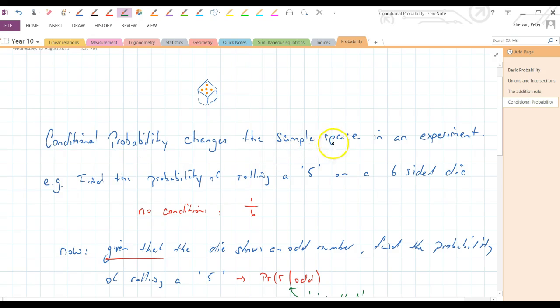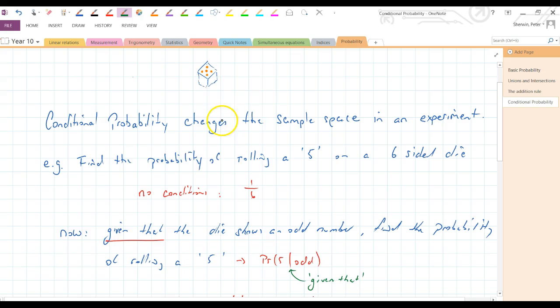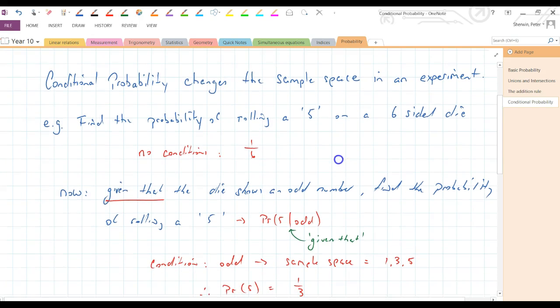Conditional probability changes the sample space in an experiment. So, a simple example: I've just rolled a little die here, and we've got a 5 on the top. I'll find the probability of rolling a 5. If we just rolled that die and placed no condition on it, then the sample space is 6. It could be any one of the 6 faces, so the probability of rolling a 5 is 1/6. But now, given that the die shows an odd number, so we know that it's an odd number, i.e. 1, 3, or 5, find the probability of rolling a 5.